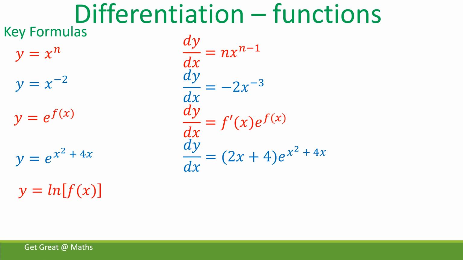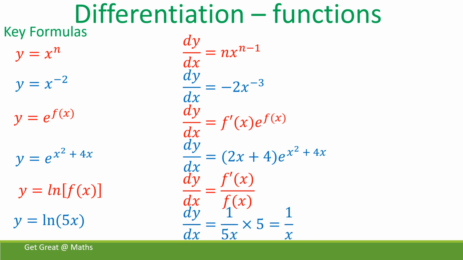The next formula is y equals ln of f of x. So to differentiate this, dy by dx is equal to the differential f dashed of x over f of x. So remember, when you differentiate ln x, it's 1 over the function f of x, then you have to multiply by the differential of the function f dashed of x. So if I've got y equals ln of 5x, dy by dx becomes 1 over 5x, which is 1 over the function, times by the differential of 5x, which is 5. The 5's will then cancel, leaving me with 1 over x.